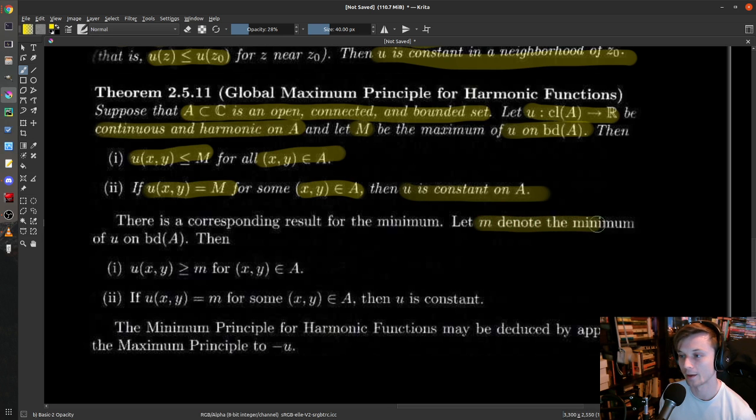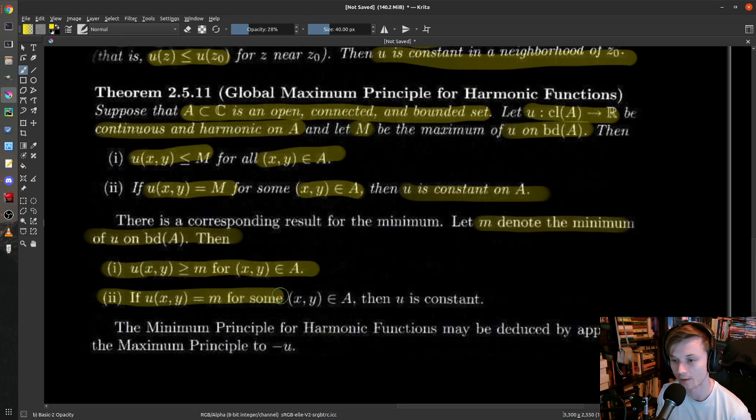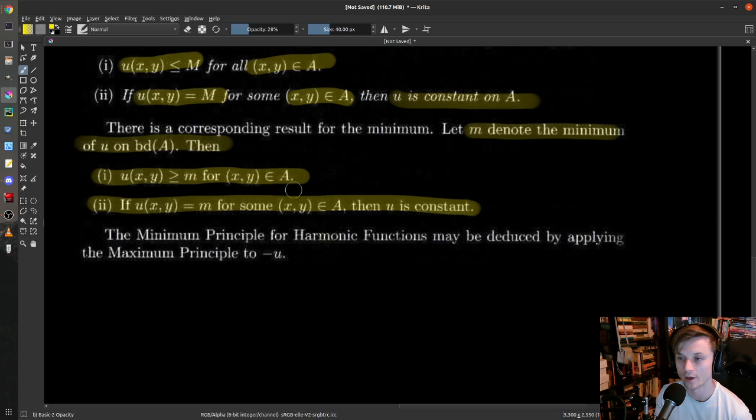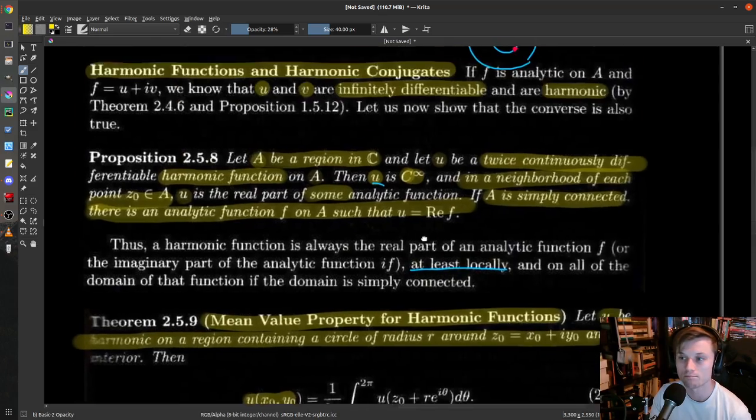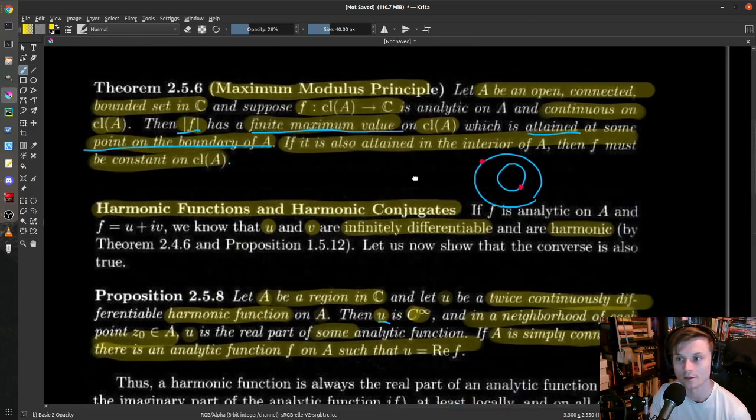So we'll let little m denote the minimum of u on the boundary of A. Then in that case, u of xy is greater than or equal to m for all xy in A. And if u of xy equals m for some xy in A, then once again, u is constant, right? So you can obviously just get the minimum right away from applying the maximum principle to negative u. Easy, amazing. This is pretty cool, actually.